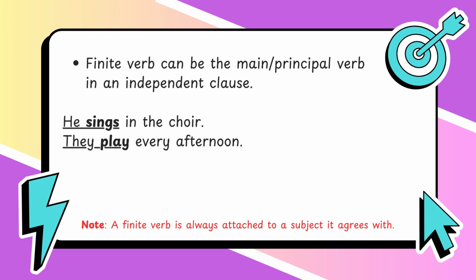A finite verb can be the main or principal verb in an independent clause. This is another feature that helps us to identify finite verbs when we find them. So we have examples below. He sings in the choir. Sings there takes the place of the main verb in the sentence or the clause. They play every afternoon. Play in that sentence takes the place of the main verb in the sentence or the clause.